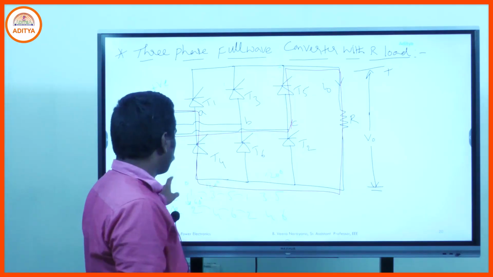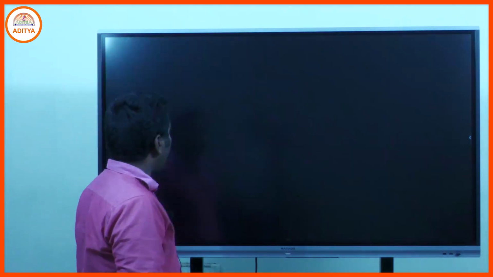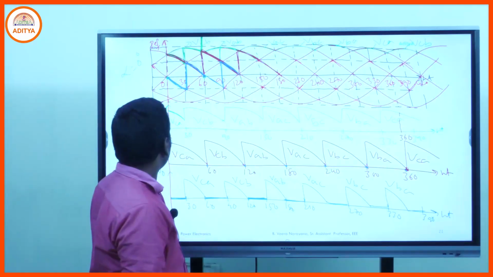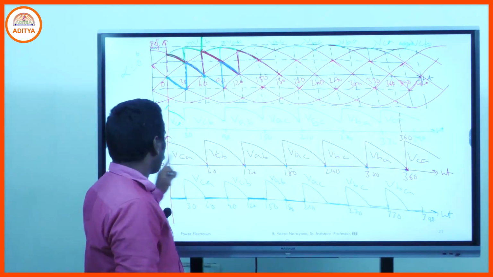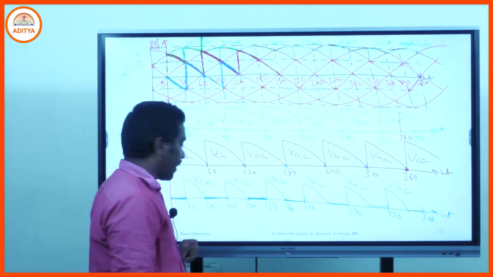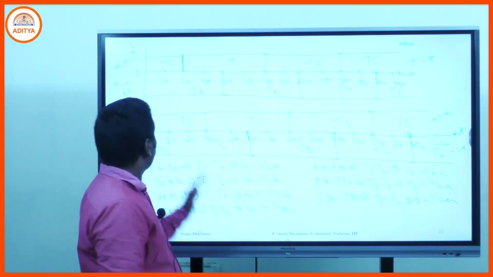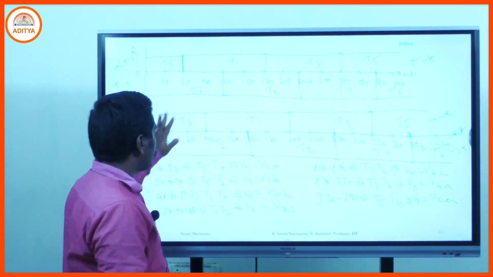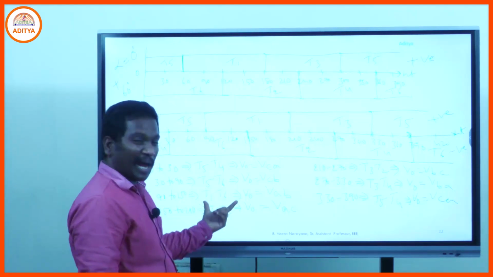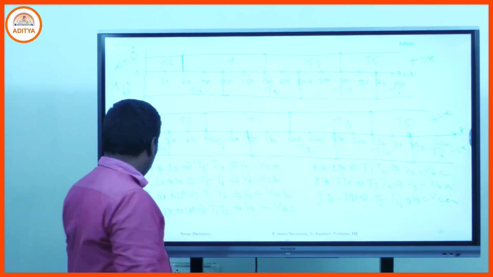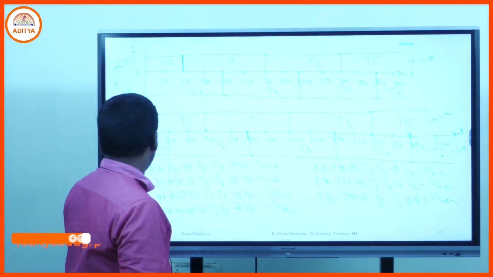Keep those points in your mind. These are the different output voltage waveforms for alpha equal to 30 degrees, alpha equal to 60, and alpha equal to 90. And these are the timing diagrams for different firing angles. Depending upon this timing diagram, we tabulate the output voltage table, and depending on this, we draw the output voltage waveform.